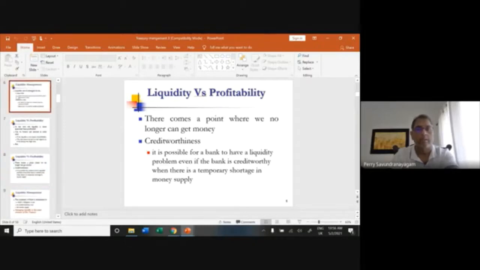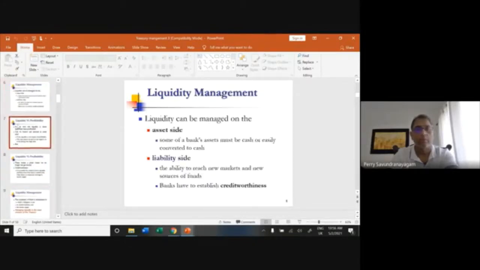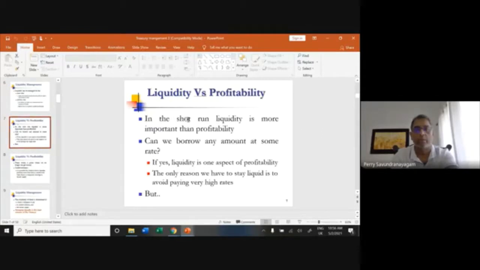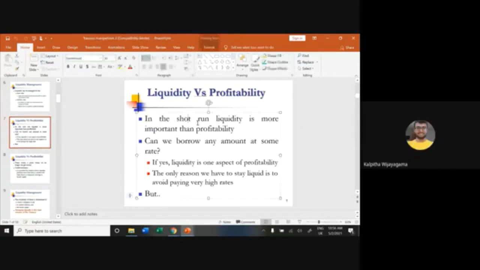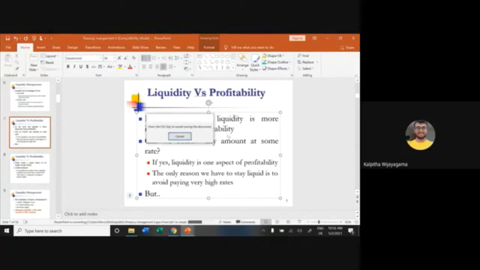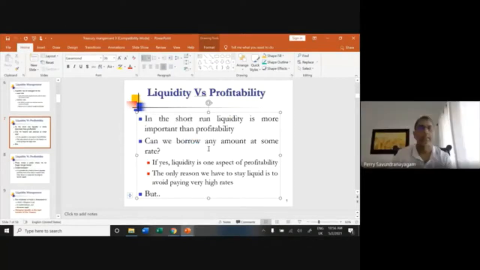Why is liquidity more important than profitability? Because the bank has to honor its obligations at any time. So in the short run, there should be enough liquidity to honor the depositors' requirements, right? Yes, otherwise they'll risk the bank.